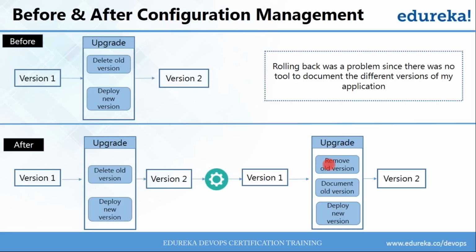Zero downtime means that your application would be down for zero time. It means that the users will not notice that your application went down, and you can achieve it seamlessly. And this is how the configuration management system solved all the problems that existed before.